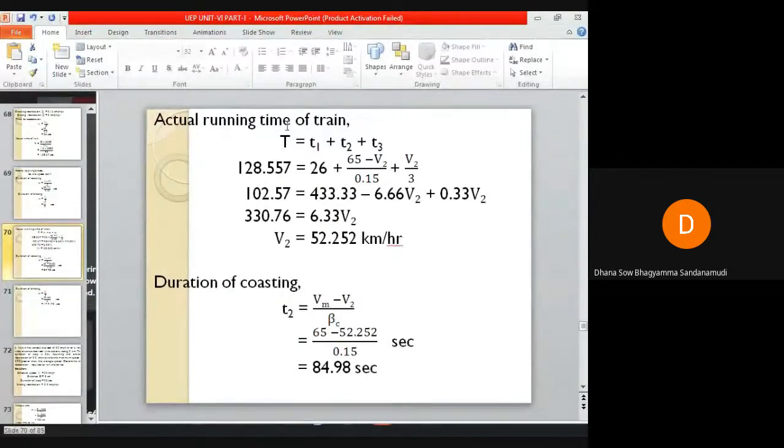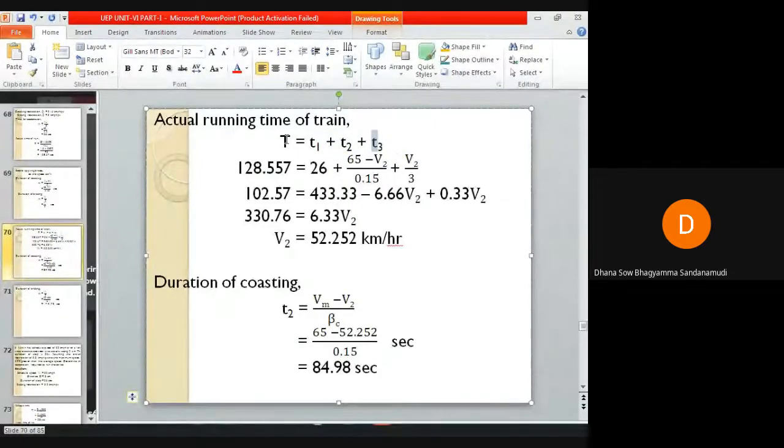The actual run time means from one station to another station. Let us assume the total run time is T. So T will consist of the acceleration period plus running period plus retardation period. Actually here the running period will not be there. Why? Because it is a quadrilateral speed time curve. In a quadrilateral speed time curve, the running period will not be there; there will be a coasting period. So the actual run time for the train from one stop to another stop, T, will be equal to acceleration period T1 plus coasting period T2 plus retardation period T3.